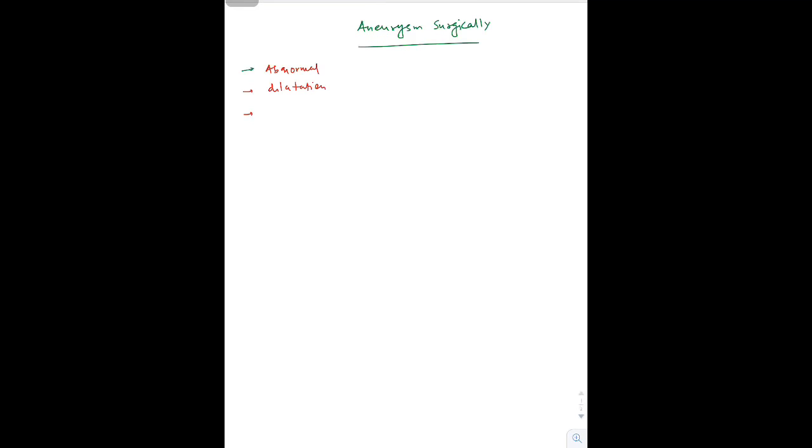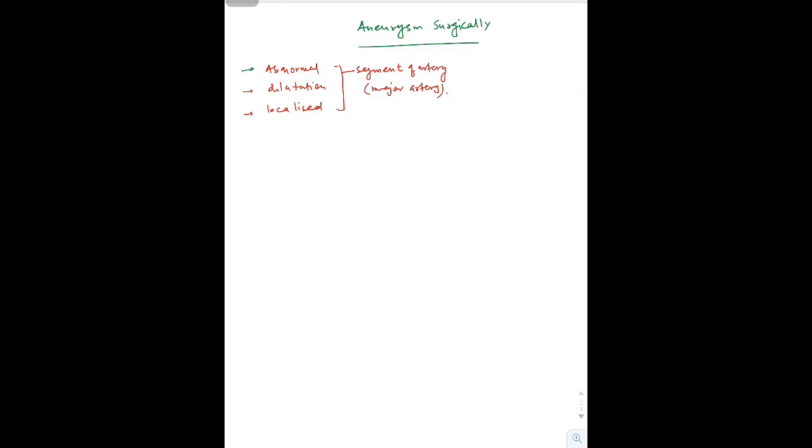and this dilatation is permanent. So the aneurysm is the abnormal localized dilatation in any segment of artery. Major arteries most probably, or it can be in the small arteries also, minor arteries.